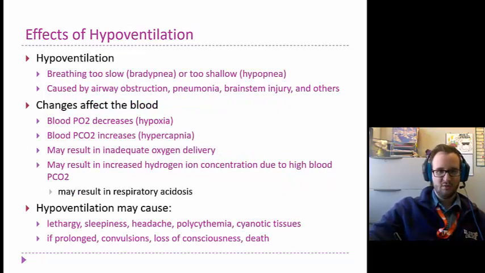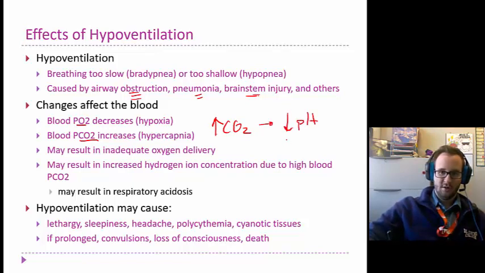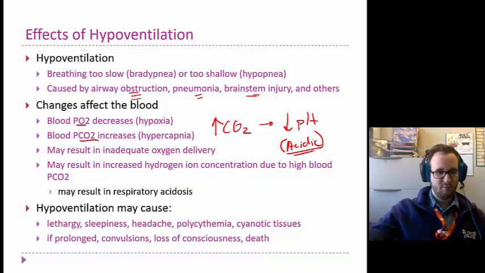Hypoventilation is the opposite. So this is breathing too slow. And so a cause of this could be if you're choking, or if you have pneumonia and you can't exchange many gases, or if you have some damage to your brainstem, the part of your brain that has those respiratory centers that control your respiratory rates. And so whenever you have hypoventilation occurring, PO2 level drops, PCO2 level increases. Whenever you have an increase in CO2, this is going to result in a decrease in pH, or your body gets acidic. Whenever your body gets too acidic, this could cause issues with proteins present in your blood. It could cause them to denature. It could cause some severe issues.